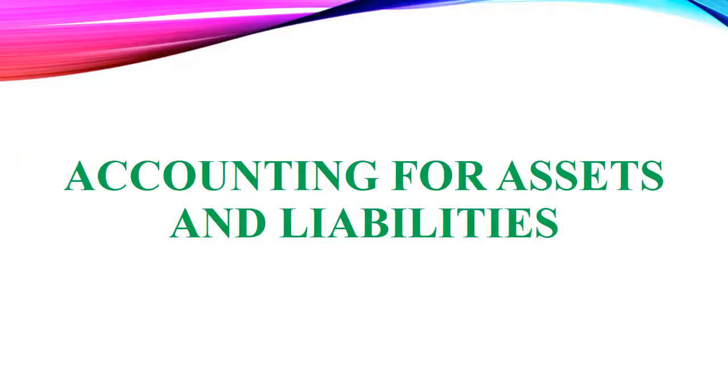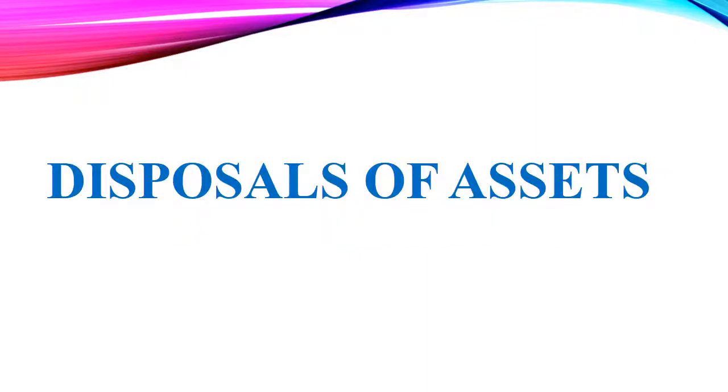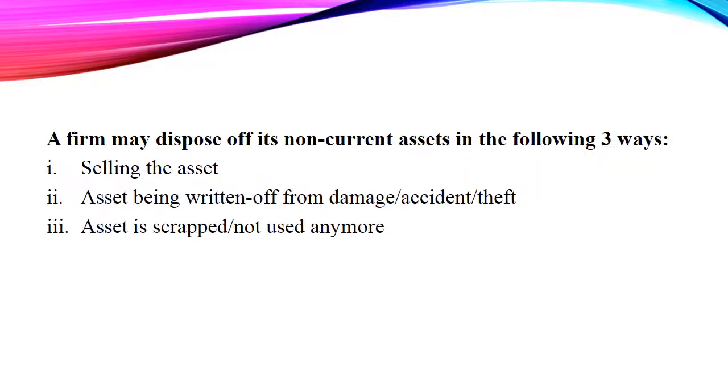Today I want us to look at the topic accounting for assets and liabilities. We are going to base today's explanation on disposals of assets. You find that a firm can dispose of an asset in three different ways. The first way is through selling the asset.